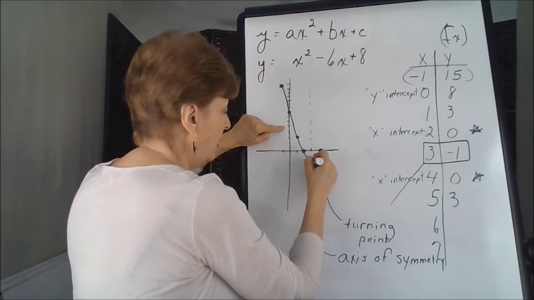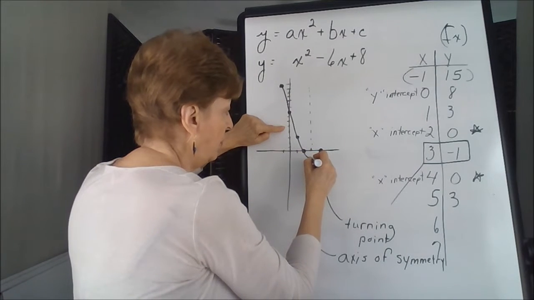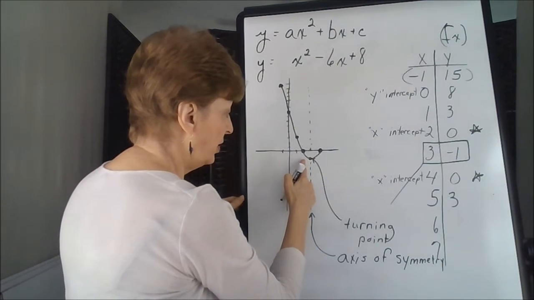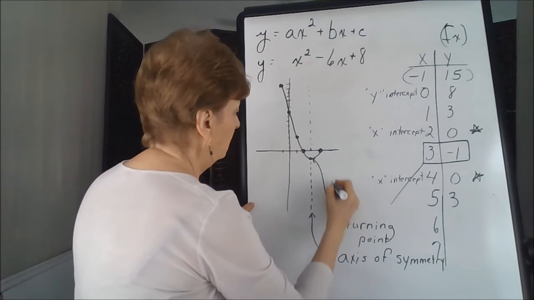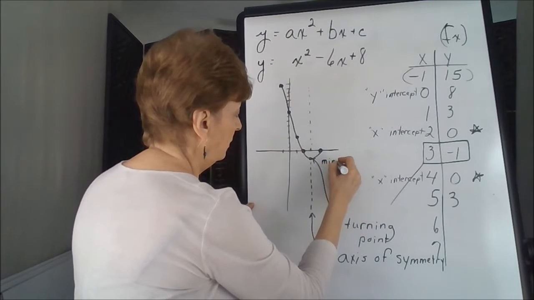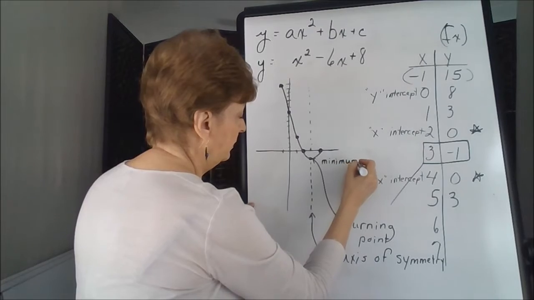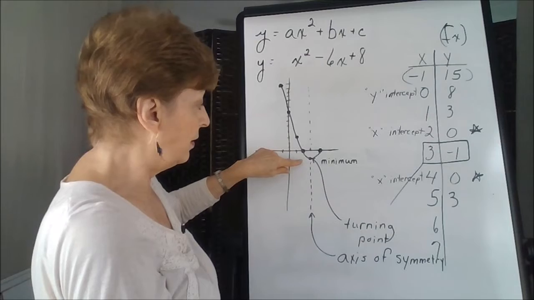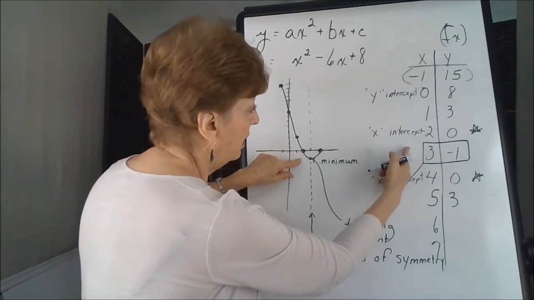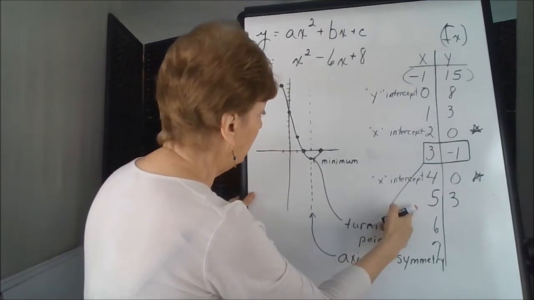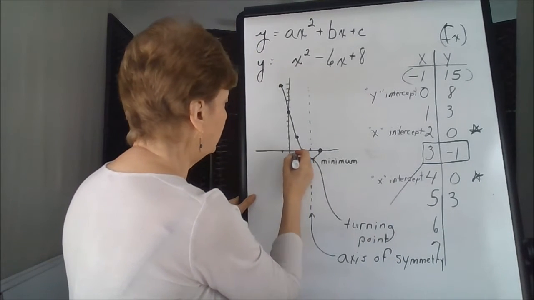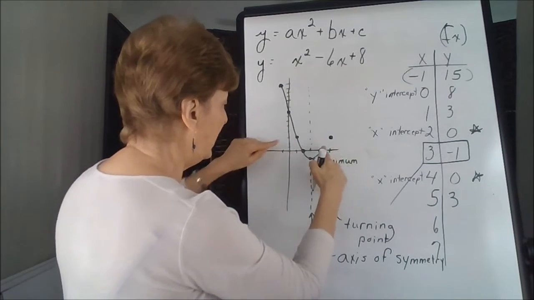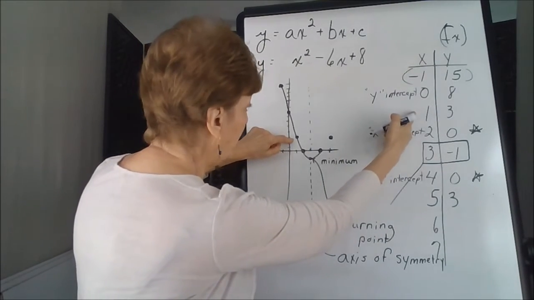Here's where we have the axis of symmetry and the turning point. In this case, our turning point is the minimum. It's a minimum point because it's the lowest point that this particular parabola will go. All right, here we have our next point, 5, 3, 1, 2, 3, 4, 5, and 1, 2, 3. This point mirrors the 1, 3.